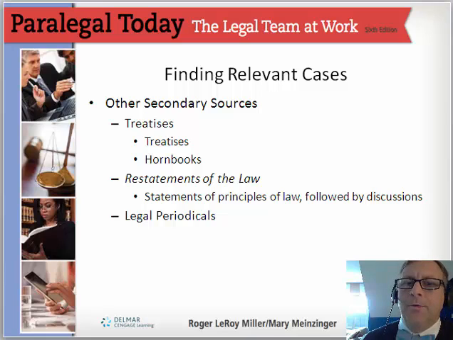Each volume of Restatements of the Law contains a statement of the principles of law that are generally accepted by the courts or embodied in statutes, followed by a discussion of those principles. These are restatements in the areas of contracts, torts, agency, trust, property, restitution, security, judgments, and conflict of laws. Legal periodicals are journals that are published on a regular basis, such as law reviews and state bar journals.